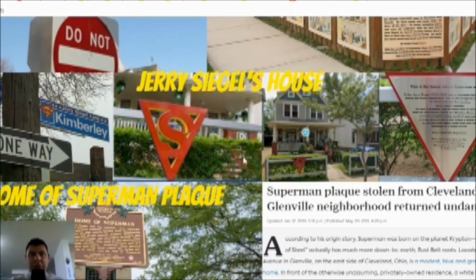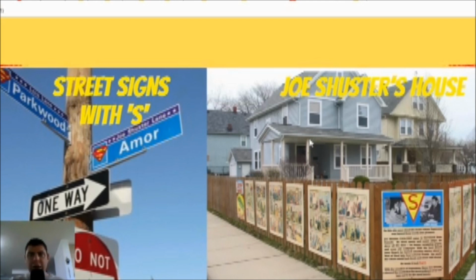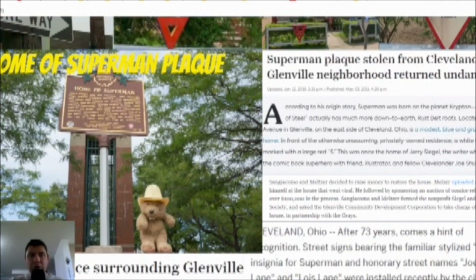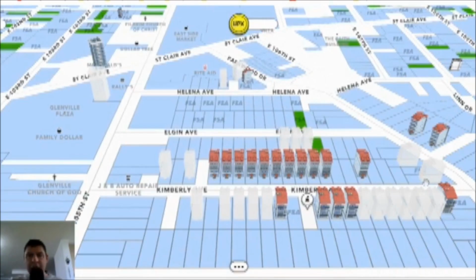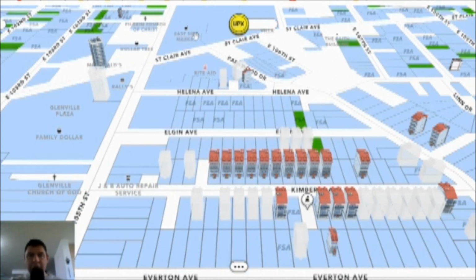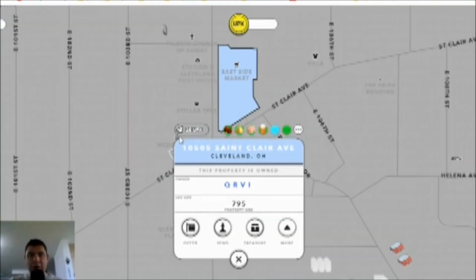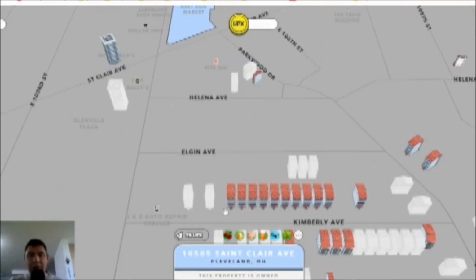So in addition to Jerry Siegel's house, there is also Joe Shuster's house, which is located at Parkwood and Amour Street. There is also a plaque for Superman, which is located at the top of Parkwood. And all of these areas are controlled by the SUPERMILES United node. Here we can see Kimberly Avenue that I showed you before. We can see here that this property, which is marked as the East Side Market on the map and owned by QRVI, is where the Superman plaque is.